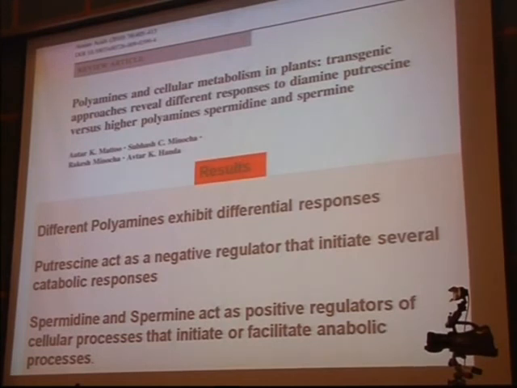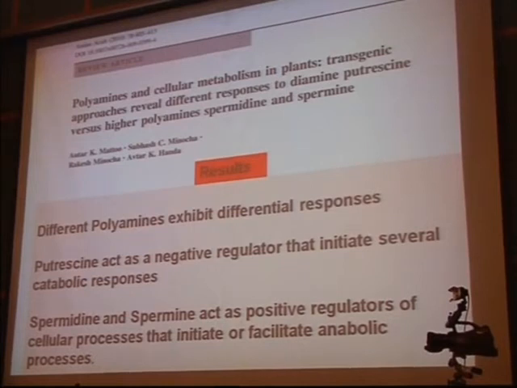So this basically lets us suggest another paper we published, I think in Amino Acids, probably. For the first time we showed that different polyamines have different roles. Putrescine acts as a negative regulator that initiates several catabolic responses, and spermidine and spermine act as positive regulators which stimulate a lot of anabolic responses.